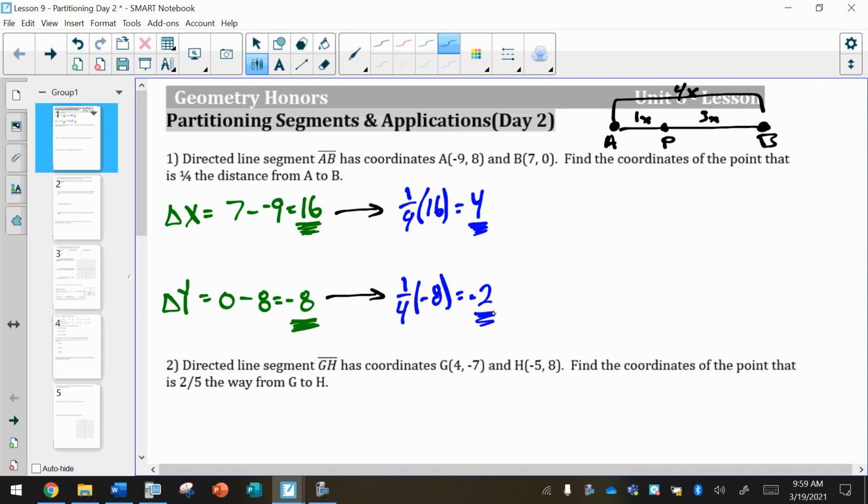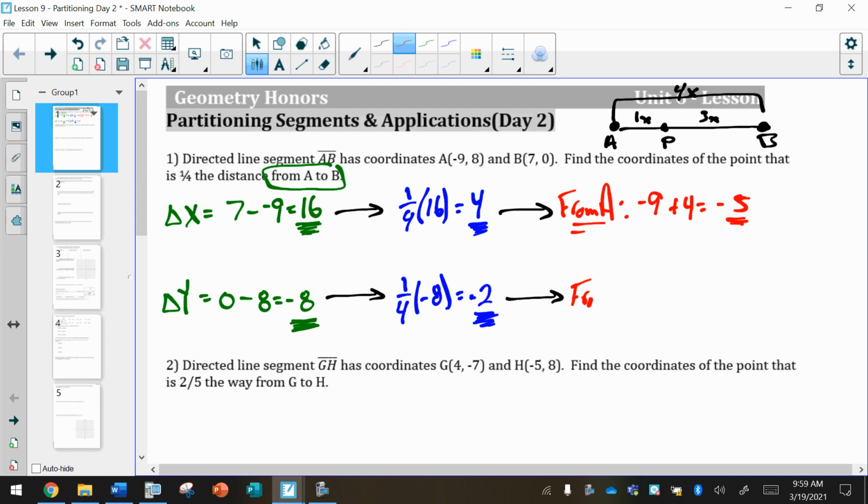Now I need to make sure that I'm counting from the correct point. So I just make sure I read the directions and read the question, and it says from A towards B. So I'm going to use the coordinates for point A and go from A. The x coordinate at point A is -9, and I'm going to add 4 to that to get -5 for my x coordinate.